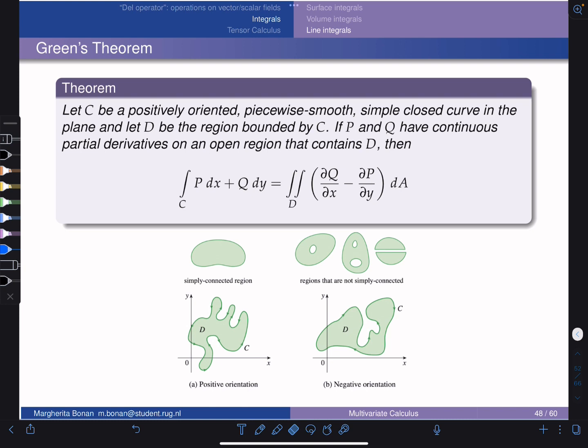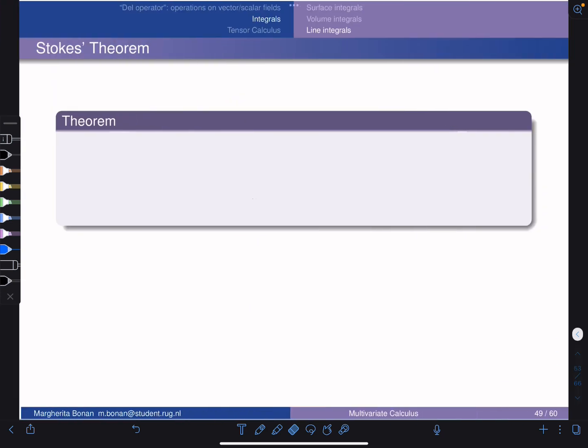This theorem can be useful, but we can generalize it further for more cases, but it's still a good theorem to have. We now generalize Green's theorem from 2 dimensions to 3 dimensions with Stokes' theorem.